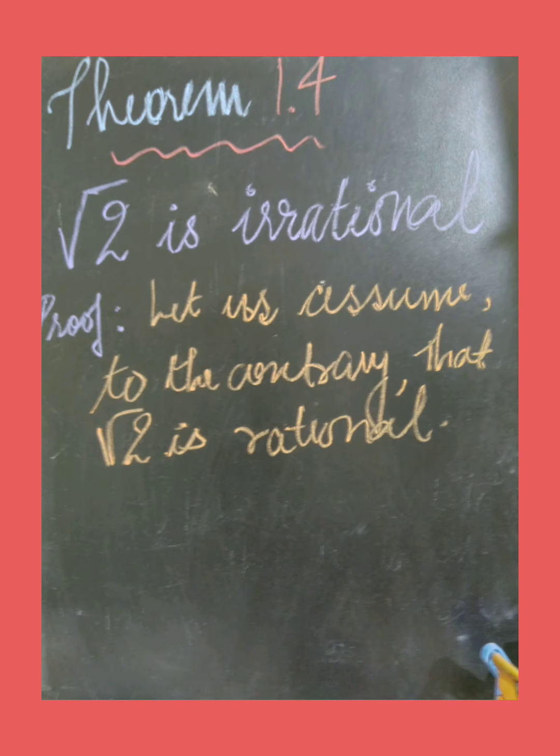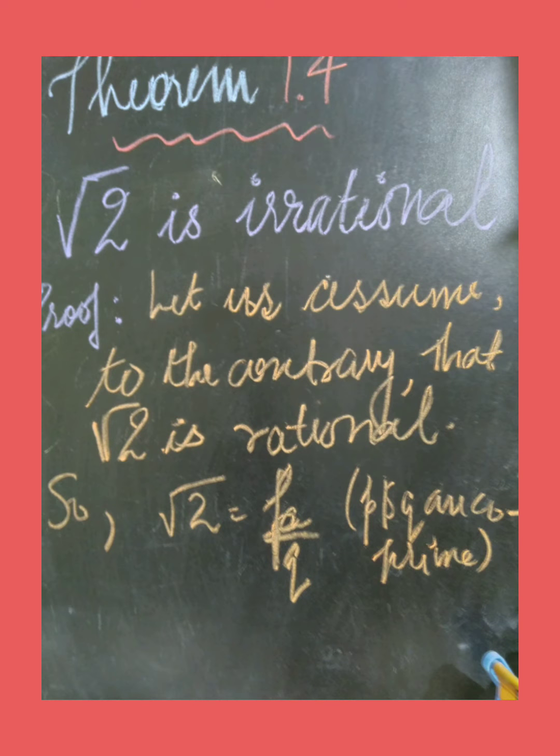We all know that root 2 is irrational, but how to prove it? We are going to do that now. We know it is irrational, but we have to prove it by contradiction that it is not rational. So let us assume to the contrary that root 2 is rational. If we prove that root 2 is not rational, then of course it will be irrational. We are going to do the same. But you have to start with: let us assume to the contrary that root 2 is rational. This statement is very important. We have assumed that root 2 is rational.